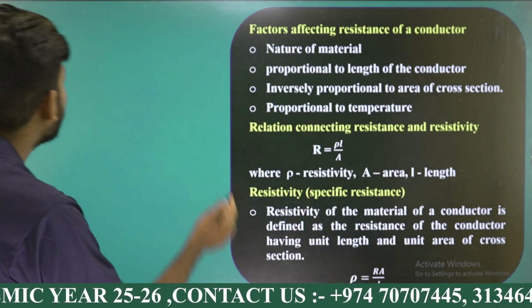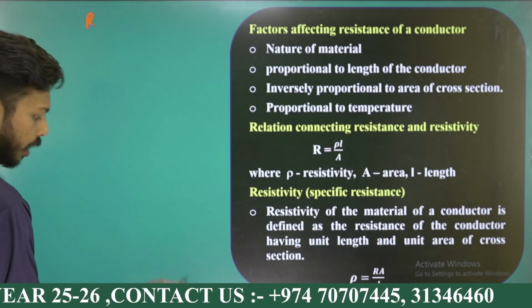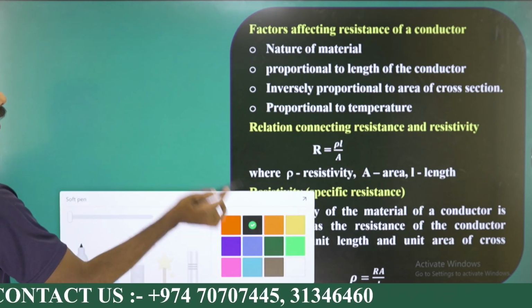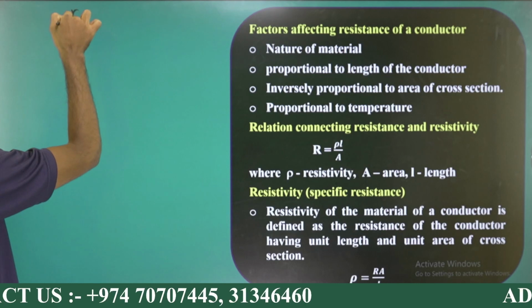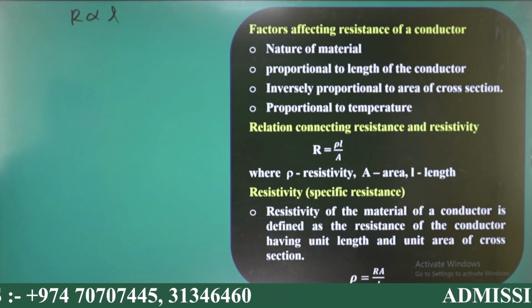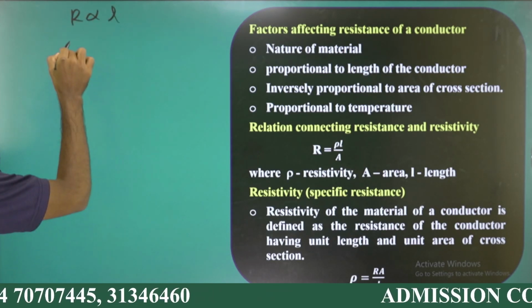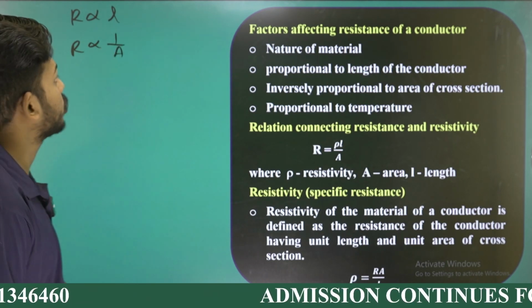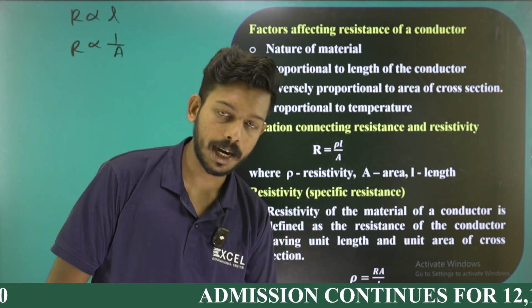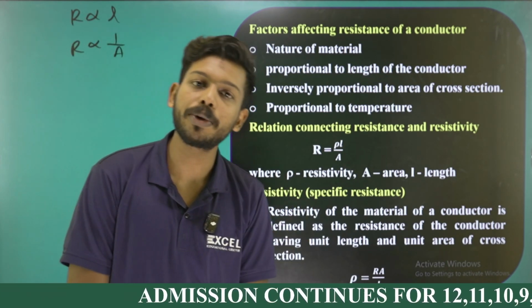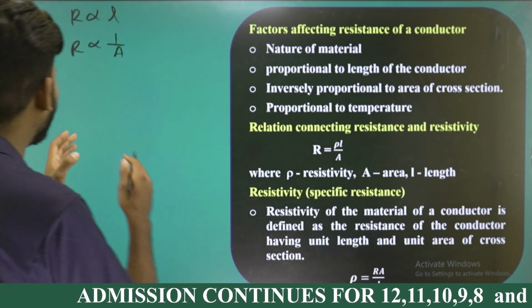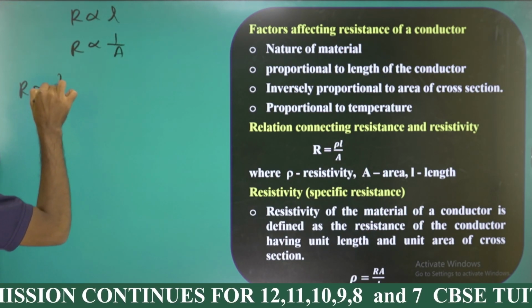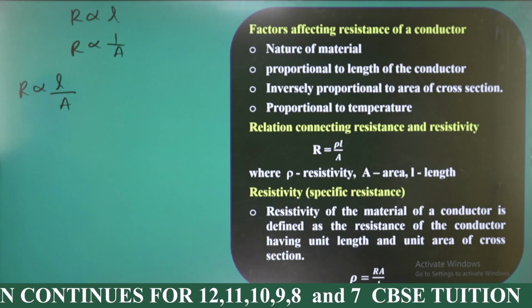We all know that the resistance is directly proportional to the length of the conductor, and resistance is inversely proportional to the area of the conductor. There are two terms: it is directly proportional to length and inversely proportional to area. So we end up with the concept R is directly proportional to L by A.